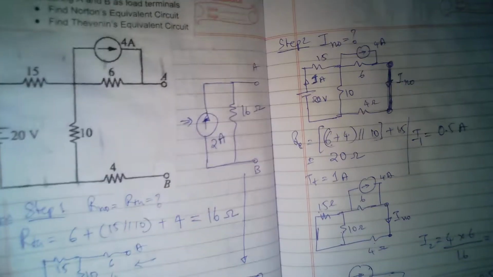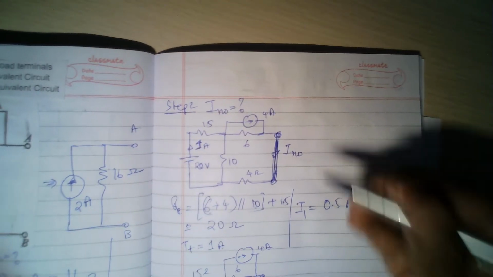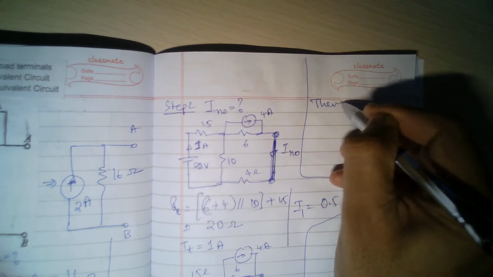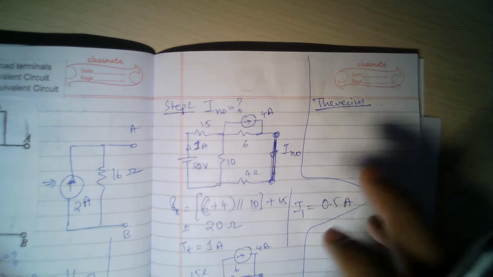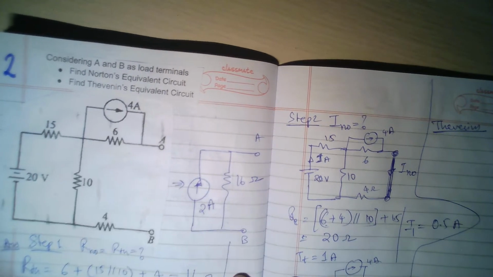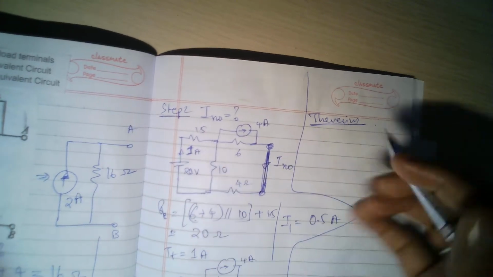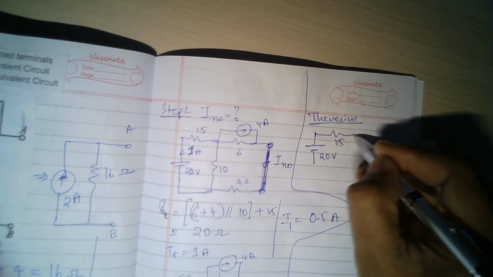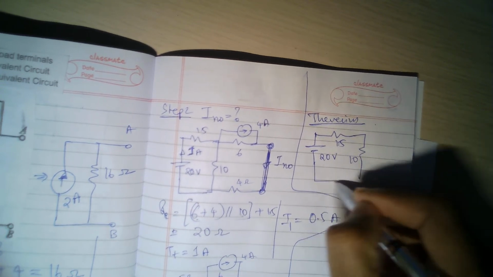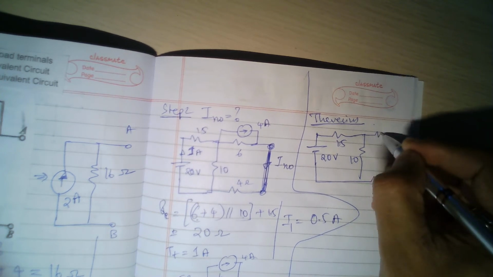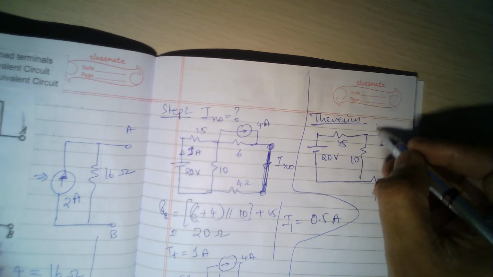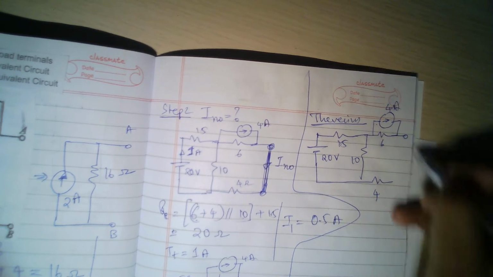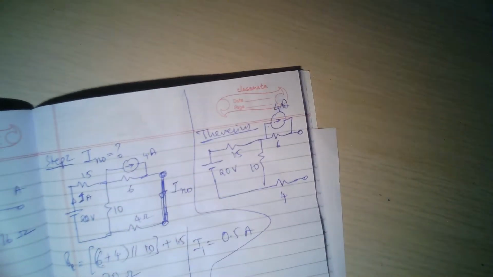So but then is it correct? So let's prove it. Okay, so how do I prove it? Let me draw the circuit again. So here is the full circuit. Actually, I can use this diagram itself. I'll once again draw. So 20 volts, and then here 15 ohms, and then 10, and here 4, and here 6, and here 4 amperes. Okay, so let me bring it to the center.